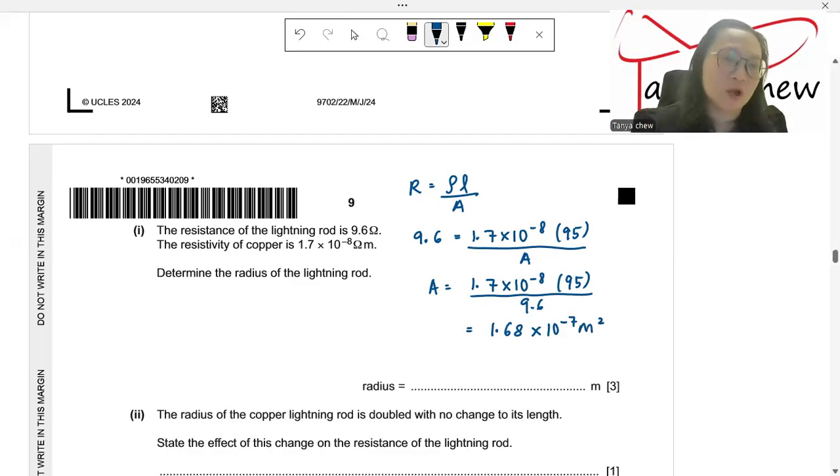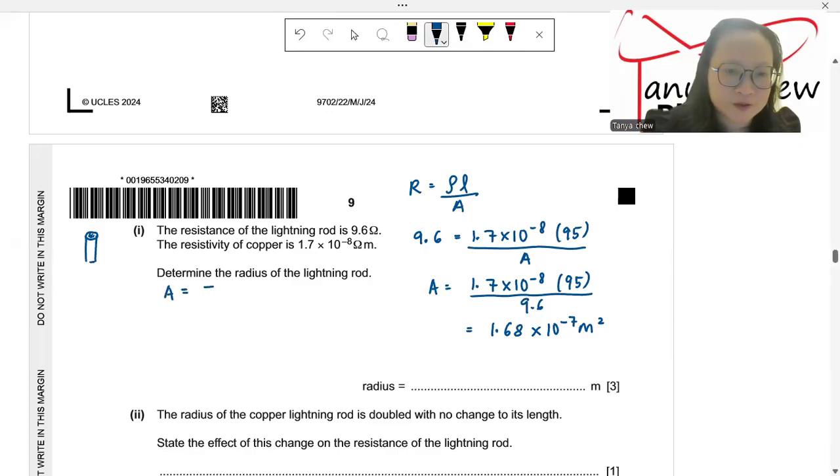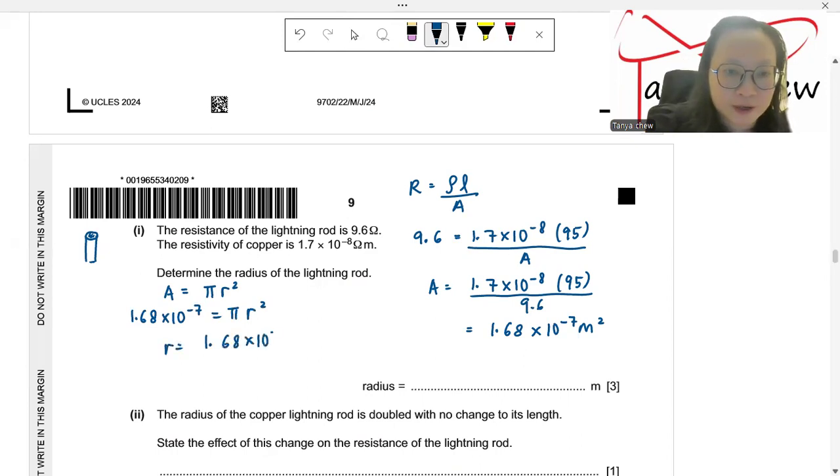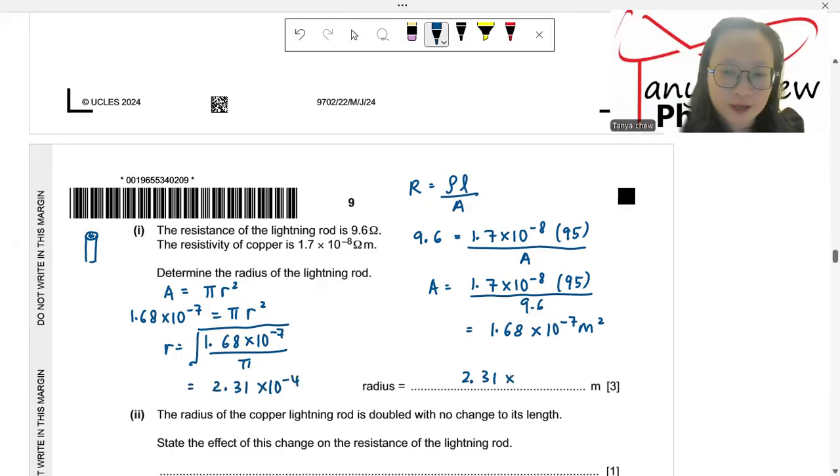Now, I want you to remember one thing. When this is about the wire, the rod, you have to assume that the surface area is circular. Do you still remember? Recall a little bit of math here. Area of the circle is pi r squared. Now I can relate to radius. 1.68 times 10 to the power negative 7 is equal to pi r squared. R is equal to 1.68 times 10 to the power negative 7 divided by pi, and square root the whole thing. The answer that I got was 2.31 times 10 to the power negative 4 meter.